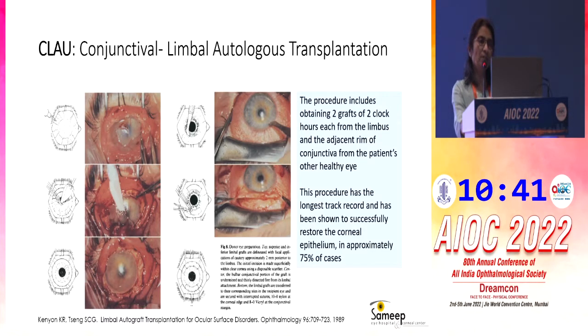Essentially, the procedure included obtaining two grafts of two clock hours each from the limbus and the adjacent rim of conjunctiva, taken from the patient's healthy eye, especially the superior and inferior limbus. This is implanted onto the affected eye after removing the pannus, as you can see here in the pictures or schematics.